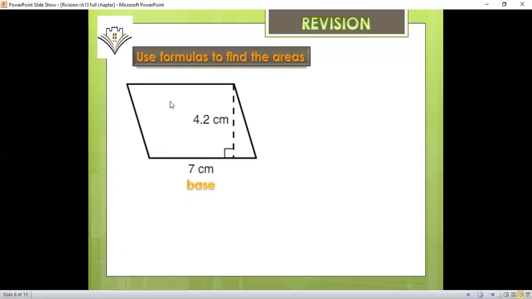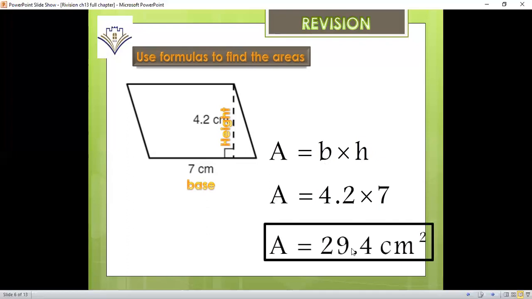But where is the base and where is the height? The base is 7 centimeter and the height is 4.2 centimeter. Now we substitute in the rule: area equals base multiply height. Substitute base by 7 and height by 4.2. Then 4.2 multiply 7, the answer is 29.4 square centimeters, point after one decimal place. 2 multiply 7 equals 14, carry 1, and then 4 multiply 7 equals 28, plus 1 equals 29.